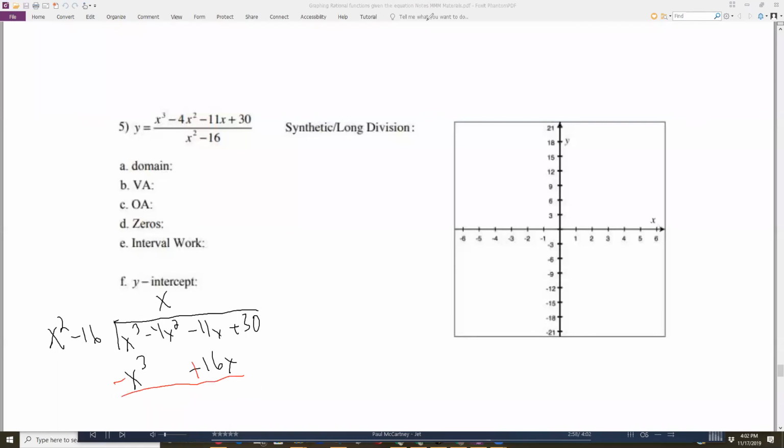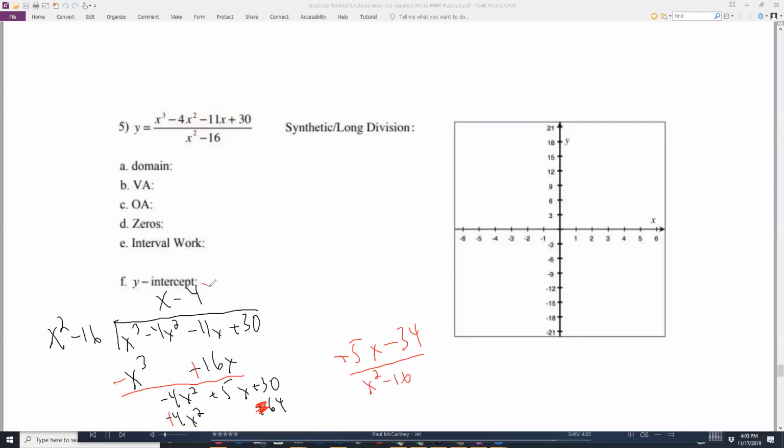That leaves me negative 4x squared, plus 5x plus 30. What times x squared is negative 4x squared? Negative 4, so that's negative 4x squared plus 64. Then we got to remember we're subtracting, so we're going to change our signs. That becomes positive. That becomes negative. That leaves me with, I'm running out of room on my screen, positive 5x minus 34. And that's going to be over the x squared minus 16.